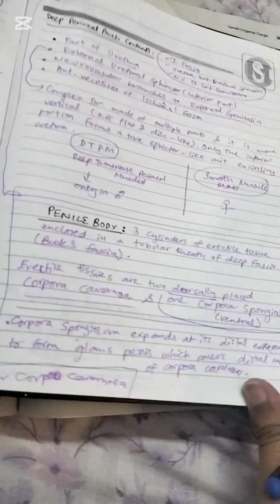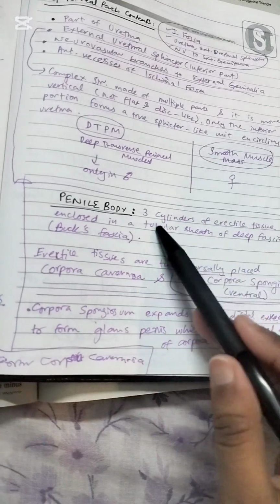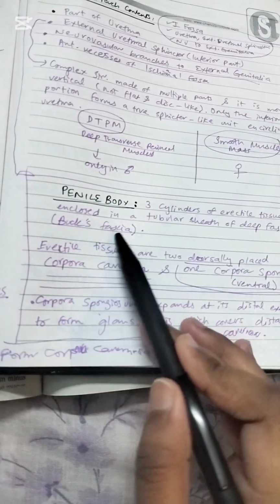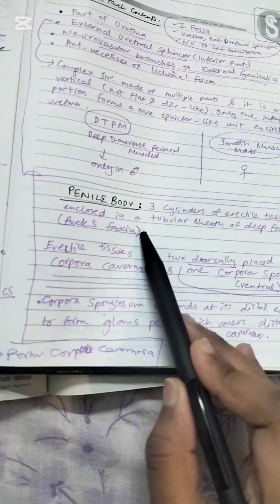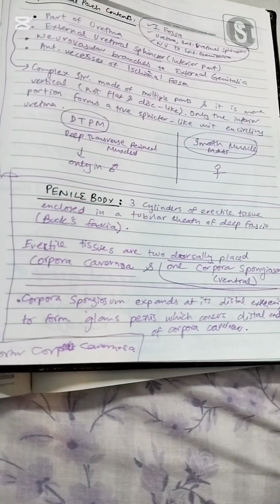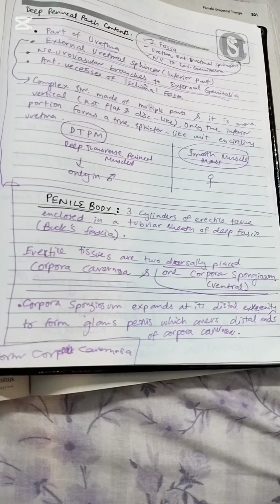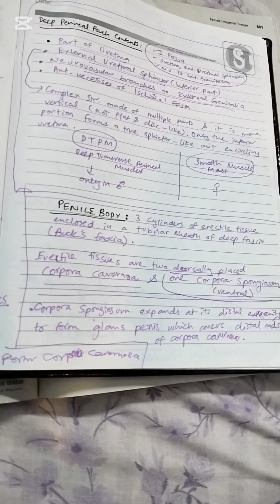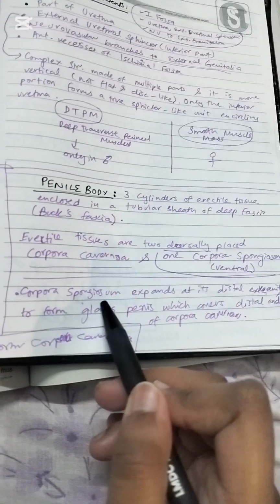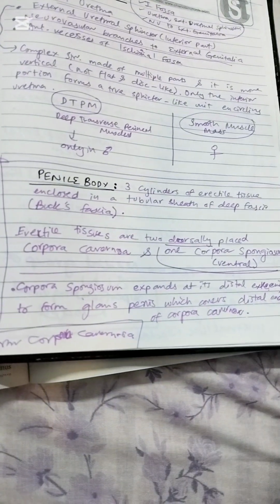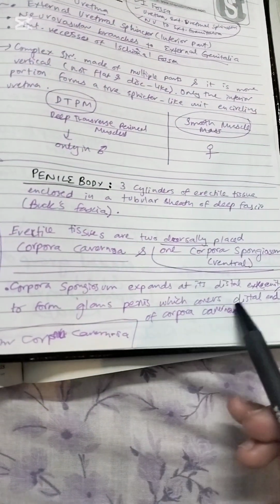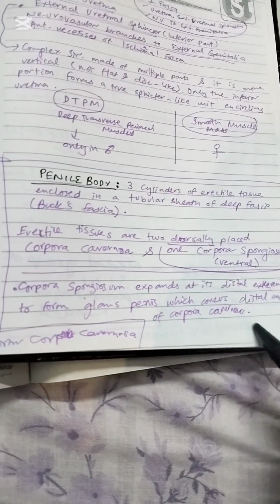Let's talk about the body of the penis, or the penile body. It has three cylinders of erectile tissue, which are enclosed in a tubular sheath of deep fascia, which is also called Buck's fascia. The tissues are two dorsally placed corpora cavernosa and one corpus spongiosum, which is ventral. The corpus spongiosum is going to expand at its distal extremity to form the glans penis, which covers the distal ends of the corpora cavernosa.